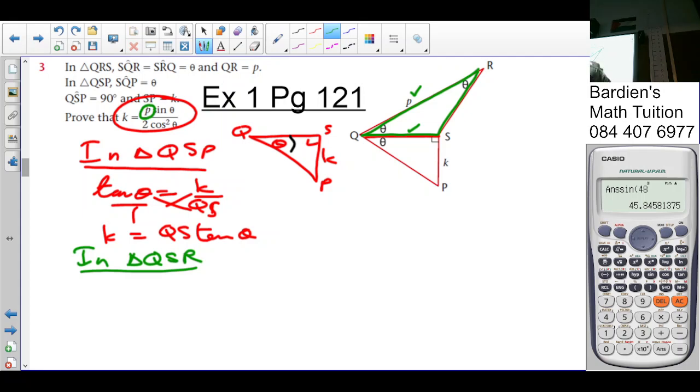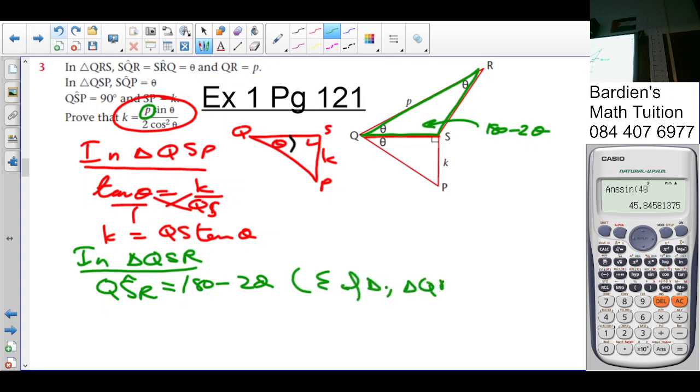We got many angles here. We can work out this angle here, so it's definitely the sine rule. Let's first work out angle S in that triangle. Angle QSR is equal to 180 minus 2 theta. Why is this 180 minus 2 theta? Because of the sum of angles in a triangle, and that is triangle QRS. Now we go with the sine rule. So we say sine of 180 minus 2 theta over P is equal to sine of R, which is theta, over QS.